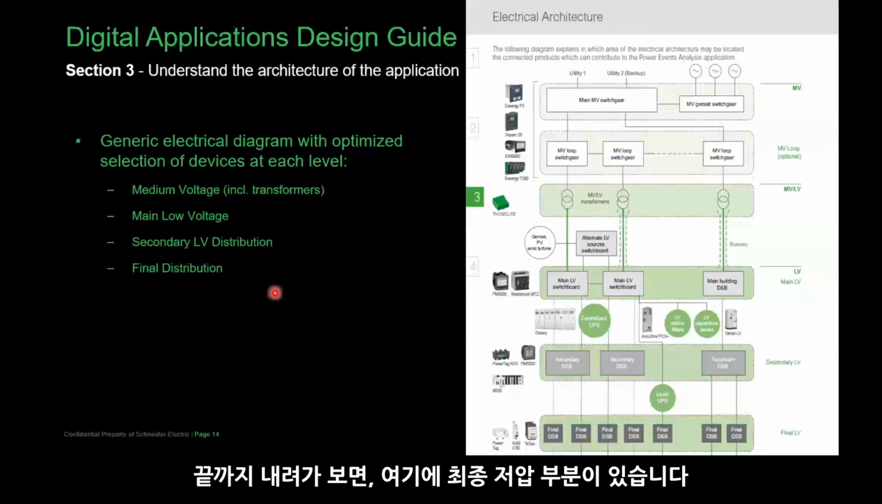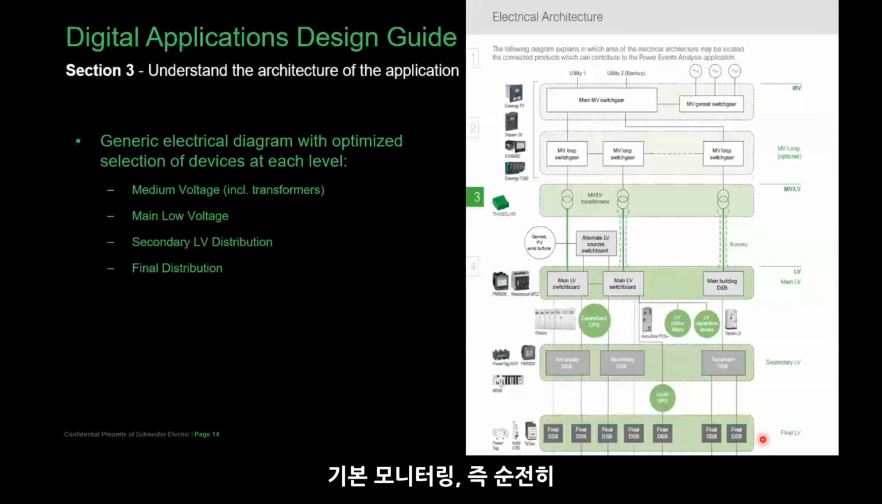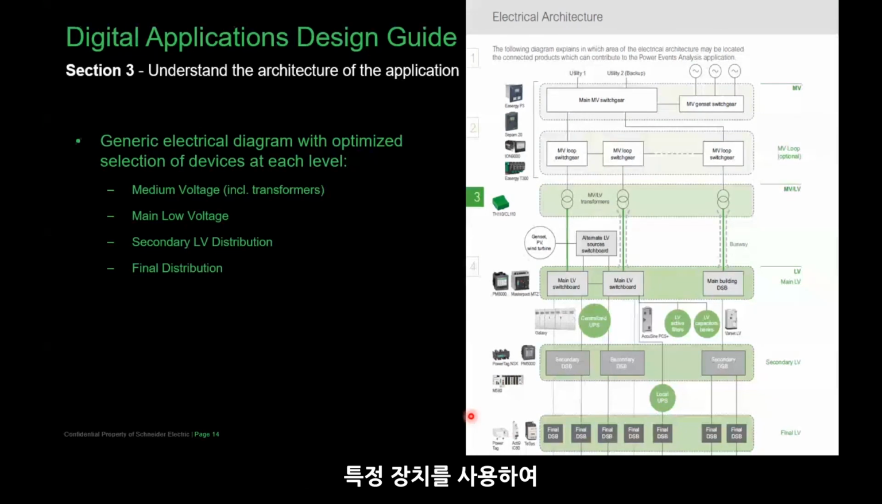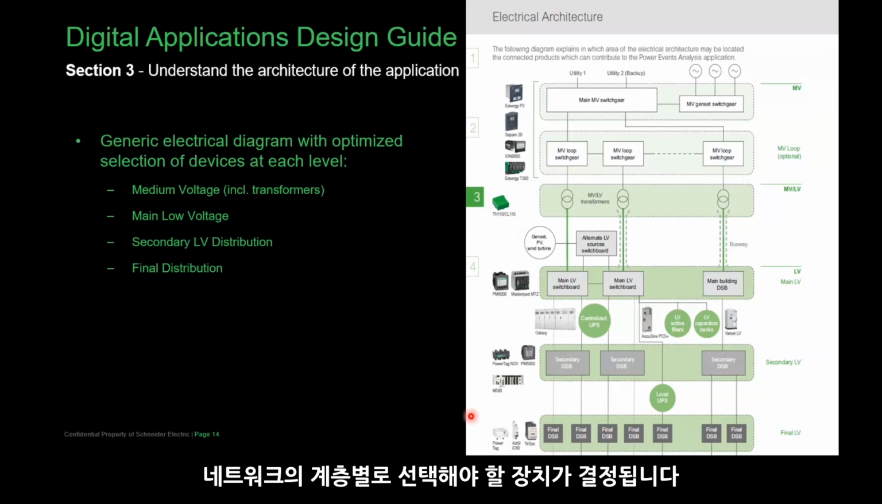But of course, when you go all the way down to final low voltage, when we are just talking about load monitoring, purely kilowatt hour, probably a bit of power, then you can use certain devices like, for example, PowerTag, or maybe some of the single phase iEM meters to monitor the energy consumption by the individual loads. So at different parts of the network, depending on the kind of information the customer is expecting to see, that determines what devices you should select on the different layers of the network. Okay.